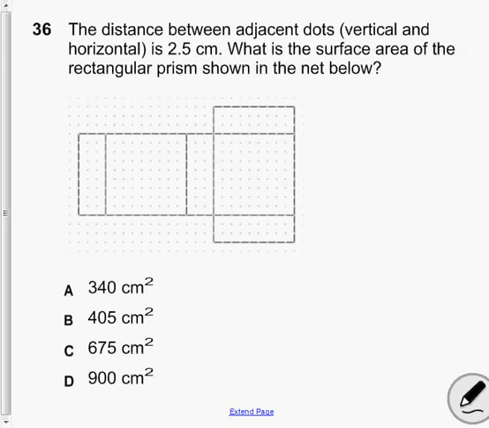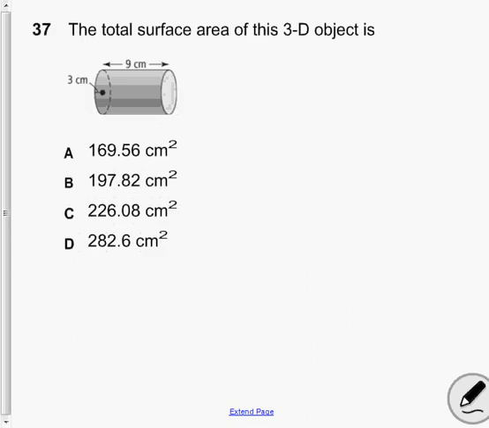Now, this is the one that I guess the answer isn't present. I'm going to skip this one because it's a bizarre question and it doesn't have an answer. So we're going to pretend 36 does not exist and we're going to go right on to 37.